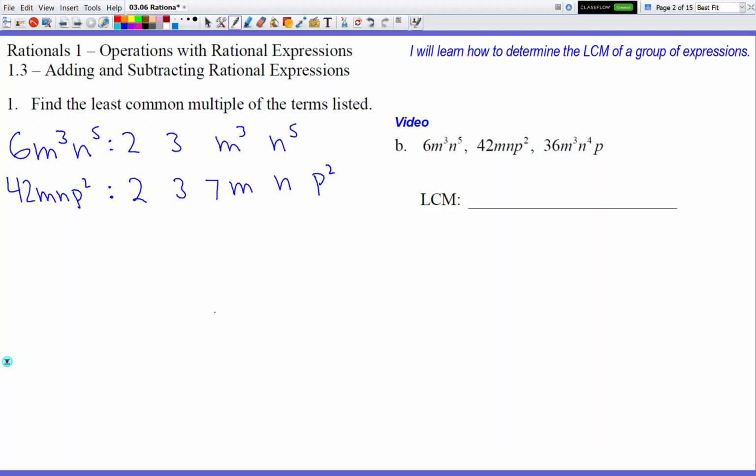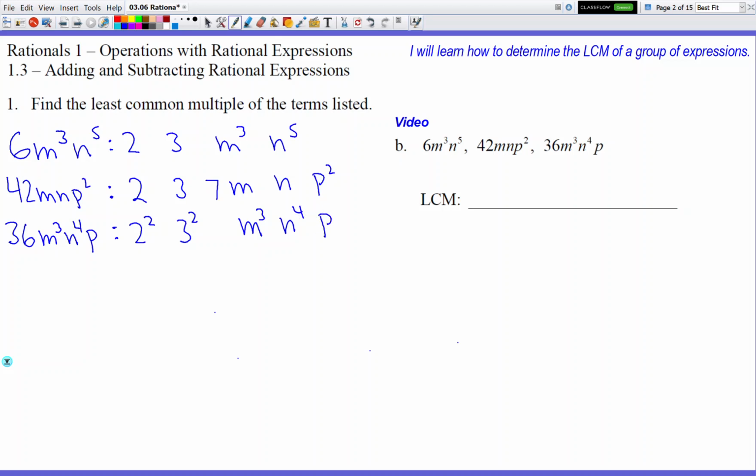Okay, so next number, 36. It always has a lot of letters, so 36, m to the third, n to the 4th, and p. Okay, so 36 is going to be 2 and 2, because that's 4, and 3 and 3, that's 9, right? Because 4 times 9 is 36. Okay, then m to the third, n to the 4th, and p.